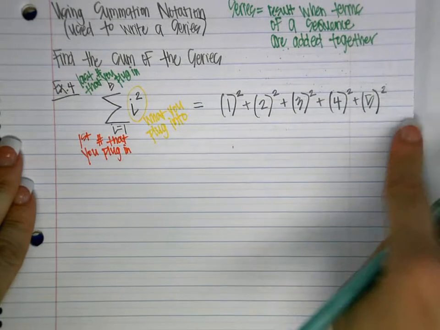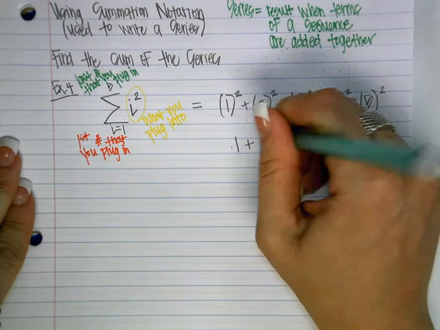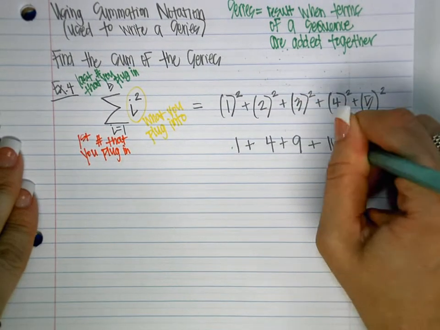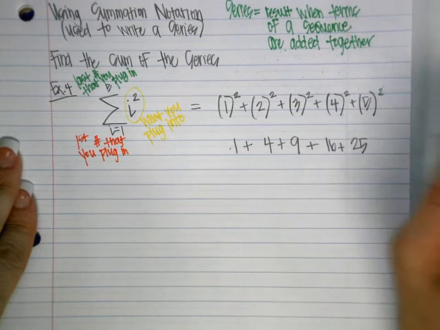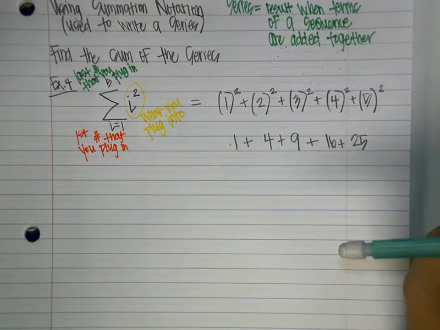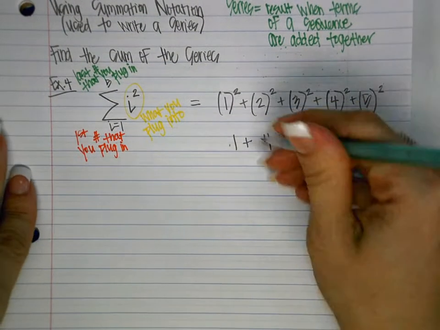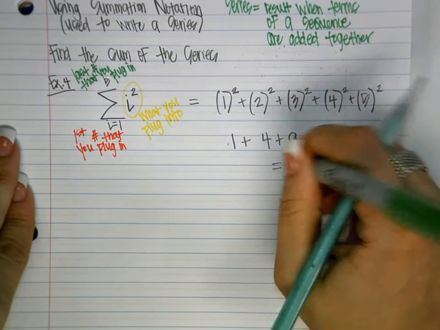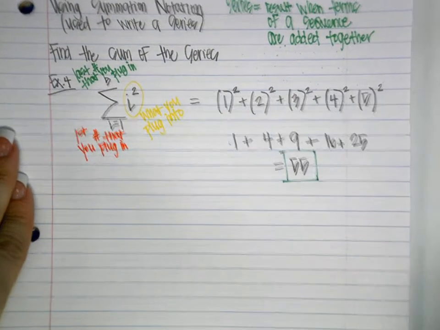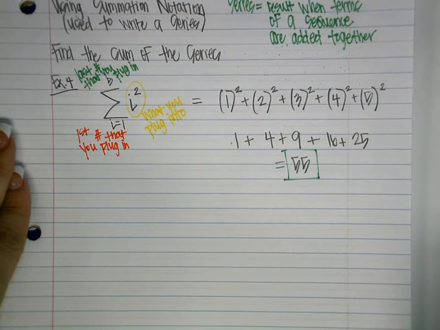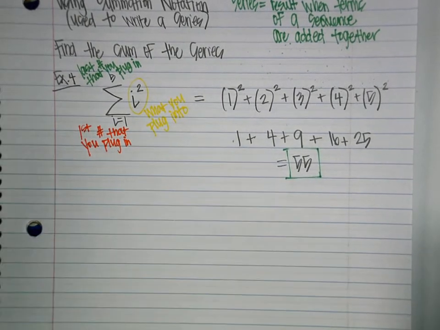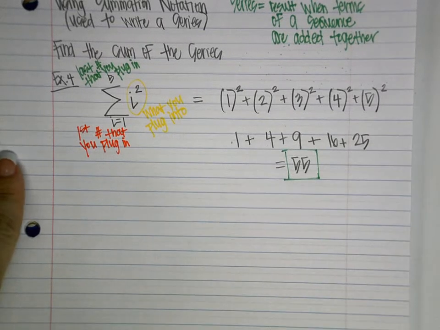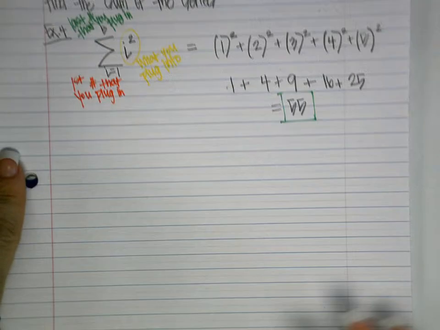So if you plug these in, this is 1, plus 2 squared is 4, plus 3 squared is 9, 4 squared is 16, 5 squared is 25. You can use calculators on this unit, just so you know. And if you add all those together, you should get an answer of 55. Trust me, I already did it on the calculator. That's your answer. So a sequence is just plugging them in and writing the list with commas in between. A series is when you plug them in, add them all up. That's it. Questions on how I did that?